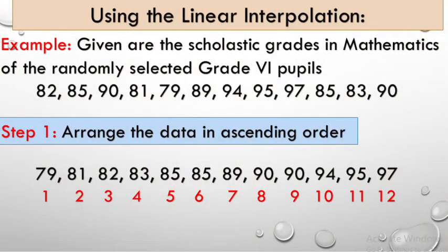The second method is by using the linear interpolation, using the same given scholastic grades in mathematics of the randomly selected grade 6 pupils. So, ganun pa rin po yung ginamit natin kanina. And we'll arrange the data or elements in ascending order mula sa baba pataas, and let's put numbers again para di tayo malito and for us to identify our elements easily. Katulad lang din po nung kaninang ginawa natin sa first method natin.